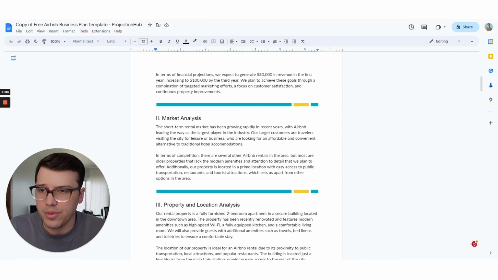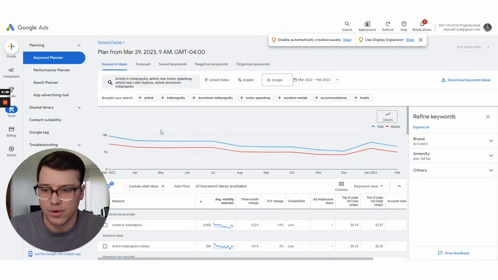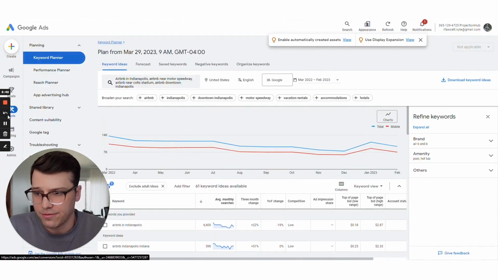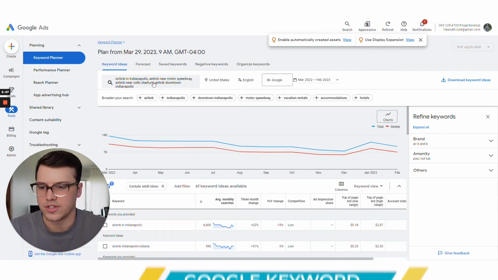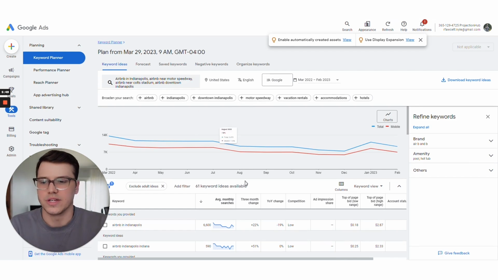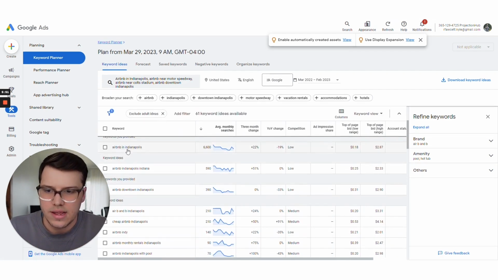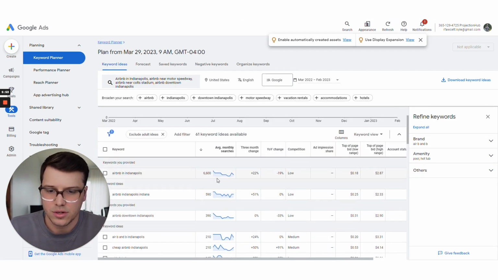So, some simple things you might be able to do. I pulled up Google AdWords. You can create a free account here. I'm using their keyword planner tool. I have it set for anyone in the United States. If they're searching for these phrases, how often are those being searched for? And so I can see Airbnb in Indianapolis is being searched a little over 6,000 times per month. In the last 3 months, that's grown 22%. Year over year, it's decreased about 20%. So that's kind of interesting.